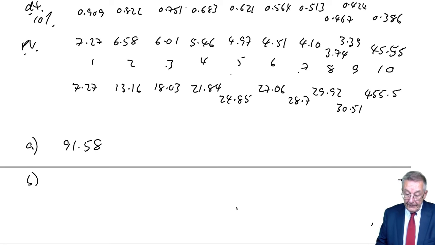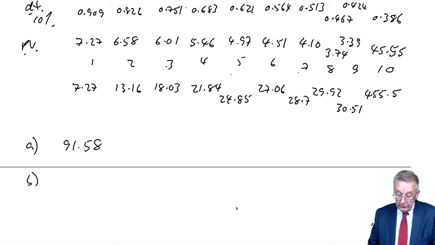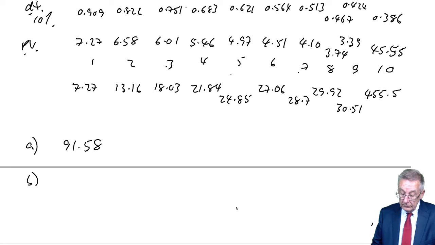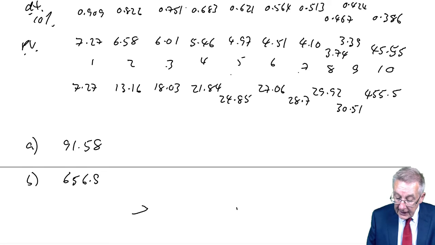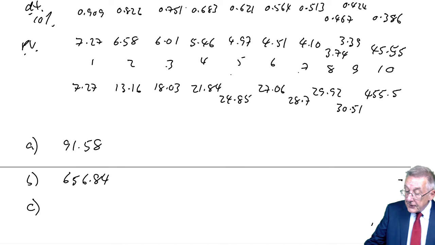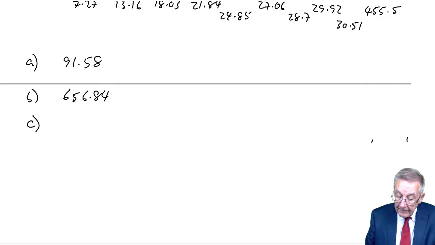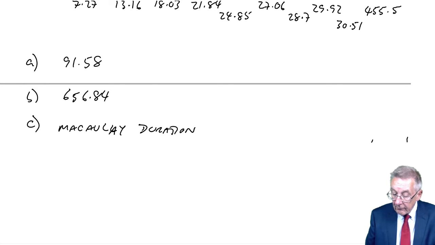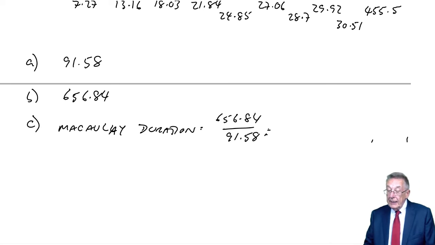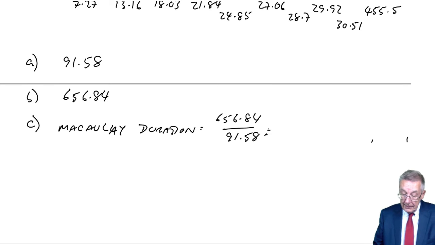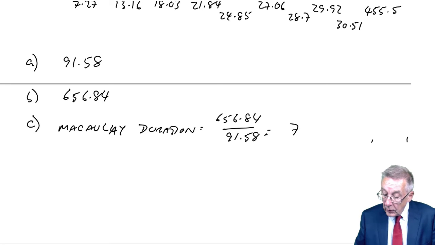Add them up, ooh, 656.84. And the final step, divide B by A. So the Macaulay duration is 656.84 divided by 91.58, which gives me 7.17 years.